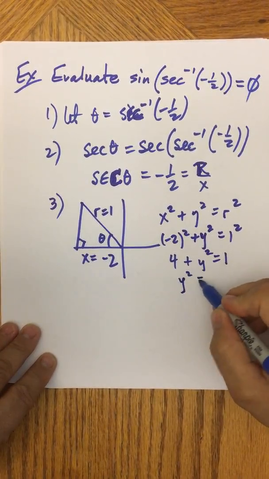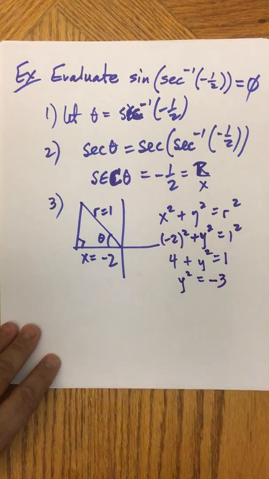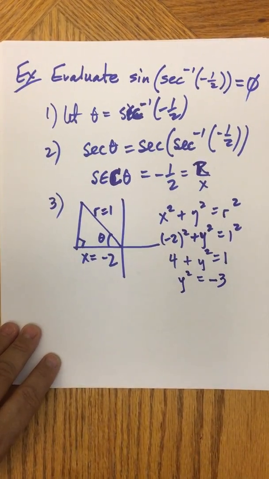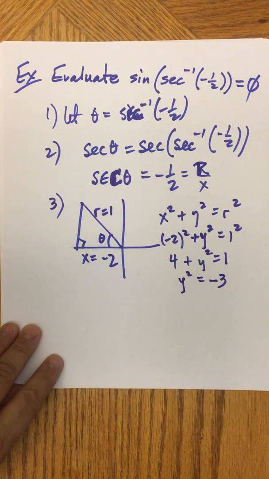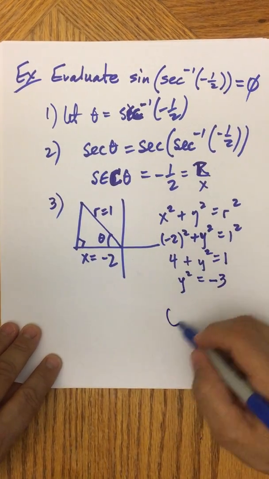4 plus y squared equals 1. So here you have y squared equals -3. Now at this point you definitely should be able to tell, I can't take the square root of that. That's not going to work. It's in the reals, right? So then I know, oh yeah, no solution.